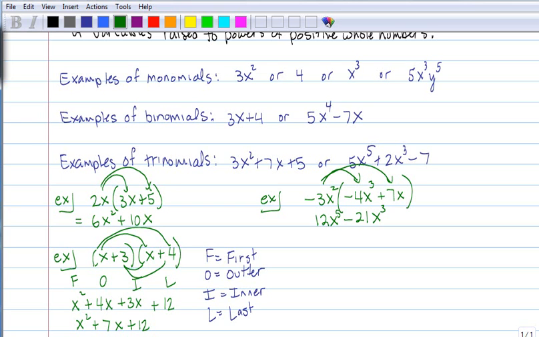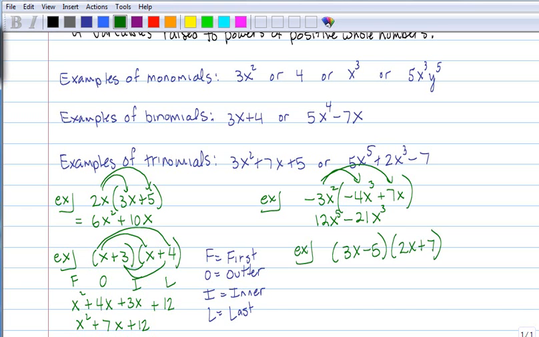The first was the x times the x on each binomial. The x's were the first, making it x squared. The outer was the two outer terms you could see as 4x. Then the two inner terms is 3x. And finally, the last of each binomial was the 3 and the 4, which made the 12.